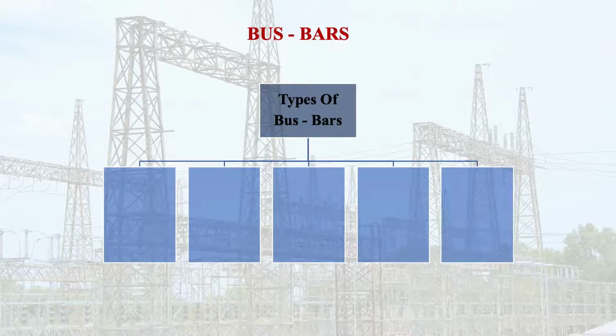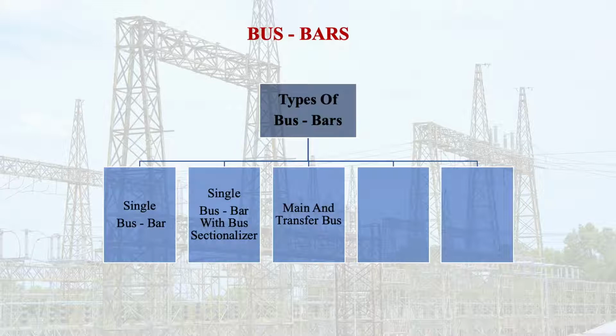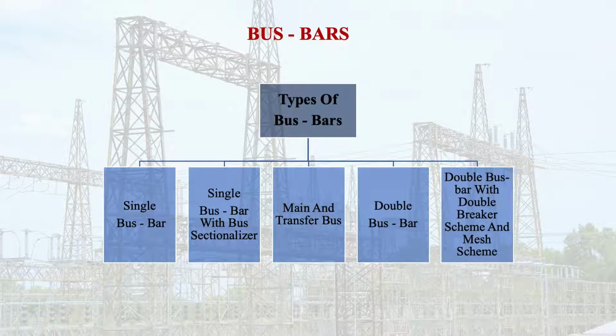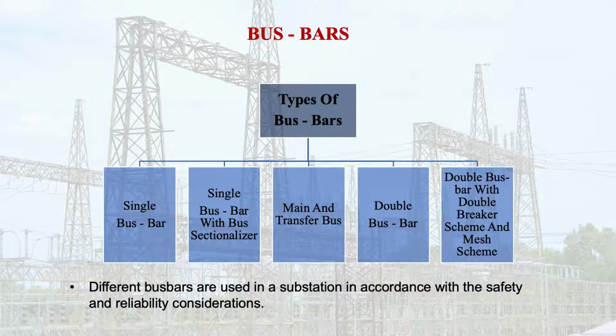So generally, under short circuit current condition, the testing is done. Different types of bus bar, I already mentioned: single bus bar with bus sectionalizer, then main and transfer bus, double bus bar with double breakers scheme, and mesh scheme. These are used in a substation in accordance with safety and reliability considerations.